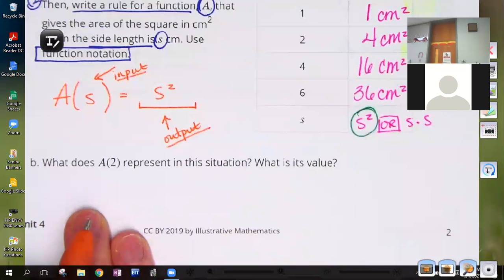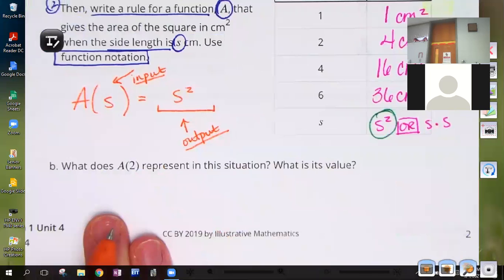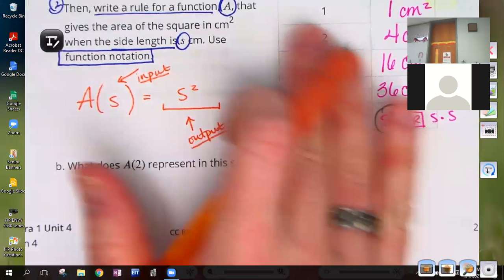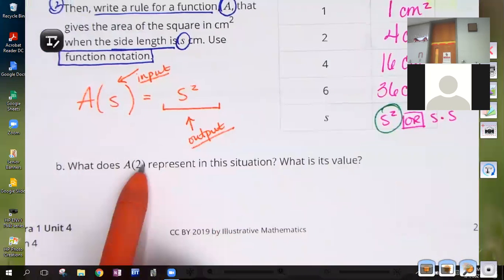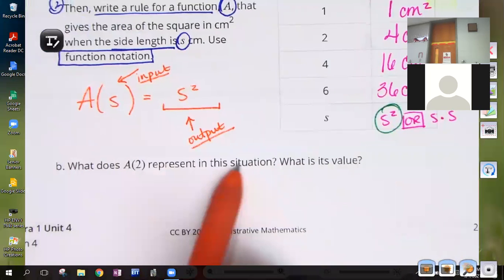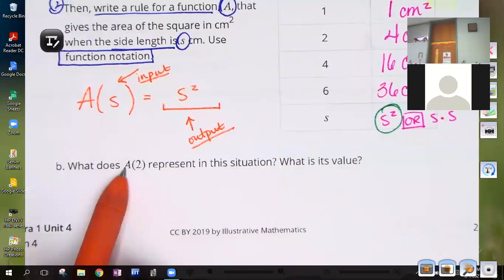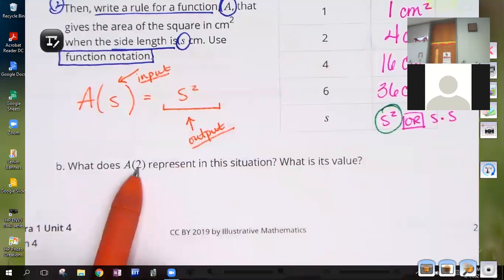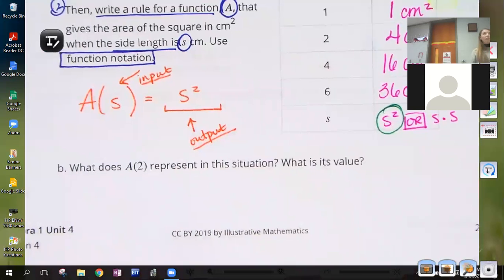Next, so we've got our function notation. Now it's just asking us some questions about our situation. So it says, what does A of 2 represent in this situation? Well, I see that it's named A. So what are we talking about? This function up here for the area. What does this number on the inside of my parentheses tell me? The input. What's our input talking about? The side length. Okay. So if I were to have A of 2 set equal to something, what would it tell me?